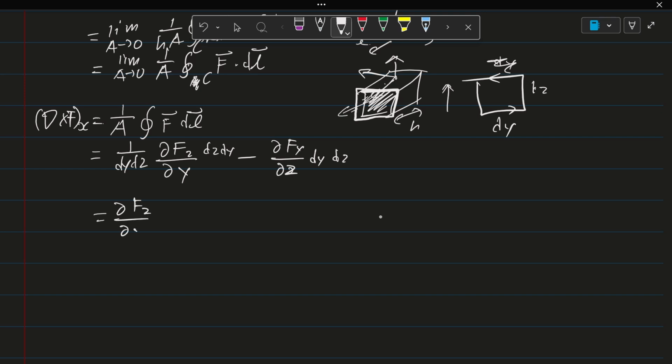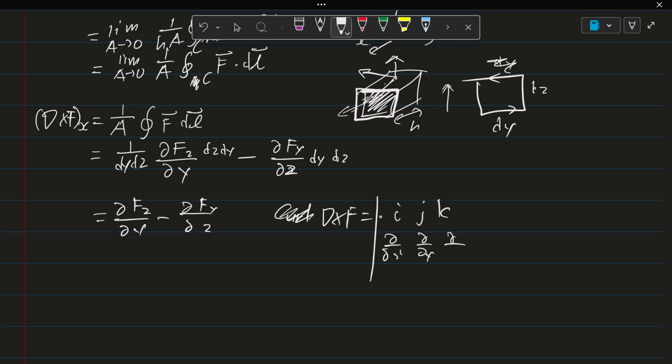So anyways, after we have already gathered everything up, we could figure out that this is partial fz over partial y, negative partial fy over partial z. So this is the curl in the x direction. But if you try to extend the curl in all three directions, you could just write this as the determinant of ijk, partial x, partial y, partial z, fx, fy, fz. And this will straightaway give you the vector of the curl.